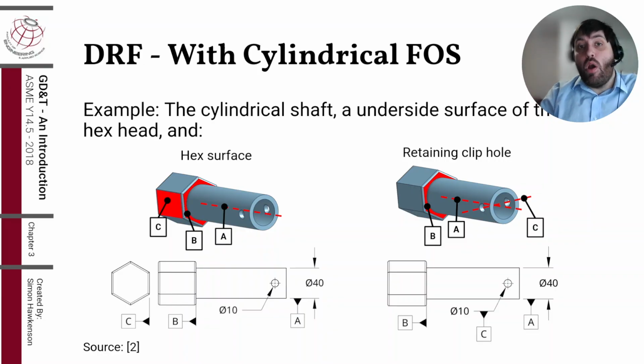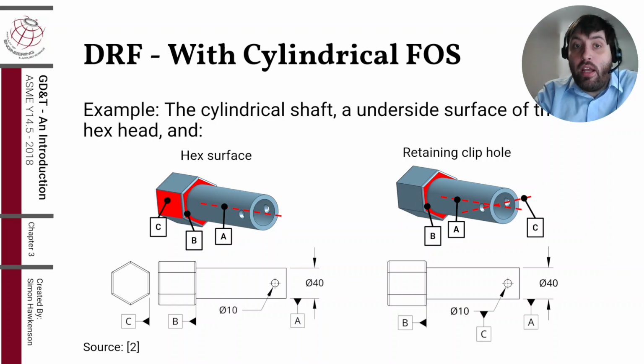Datum reference frames don't have to be only established using surfaces. They can also be established using cylindrical features of size, or even spherical features, although I would say that's more of an advanced usage. A good example here is a random pin I drew up. It's clearly designed to fix something in place. So we want to select datums that communicate that design intent. The first and most important datum feature would be the shaft. It's clearly meant to slide into a hole of some kind, and so that would constrain 4 degrees of freedom. That would be 2 translation and 2 rotation.